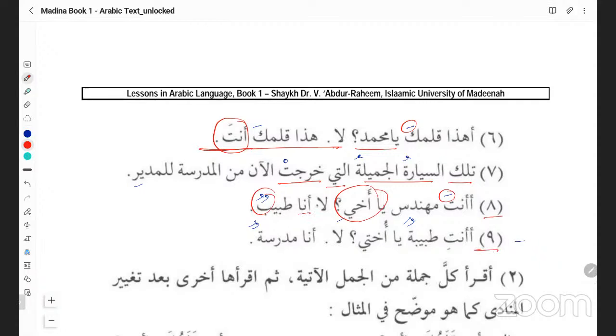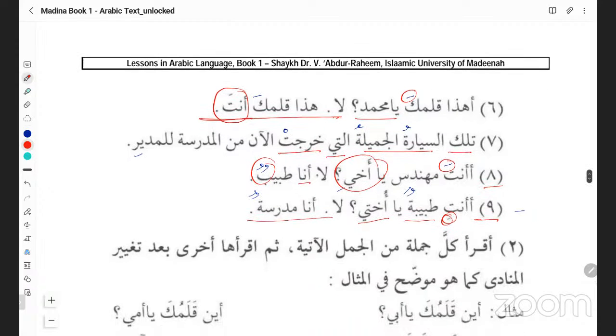Number 9, أأنت طبيبة? Are you? Again, T. Why? Because he's speaking to a female, which is طبيبة, a female doctor, يا أختي, oh my sister. So the T is actually because you're speaking to your sister. So أأنت طبيبة يا أختي, are you a female doctor, oh my sister? لا أنا مدرسة. No, I am a مدرسة. I am a female teacher.